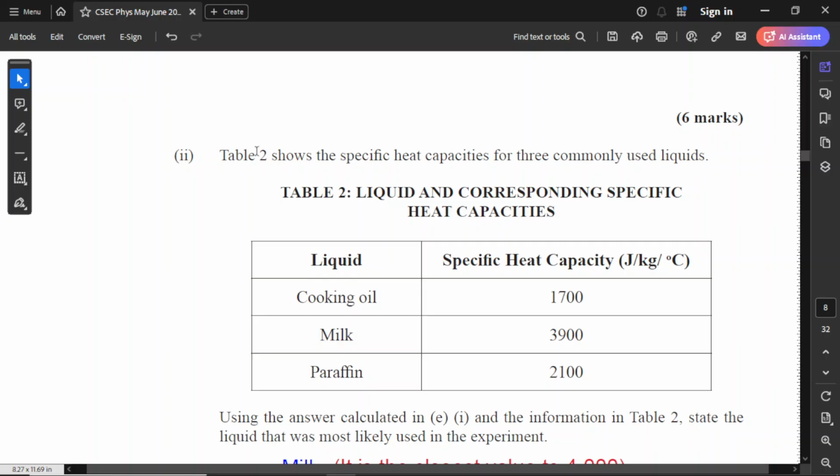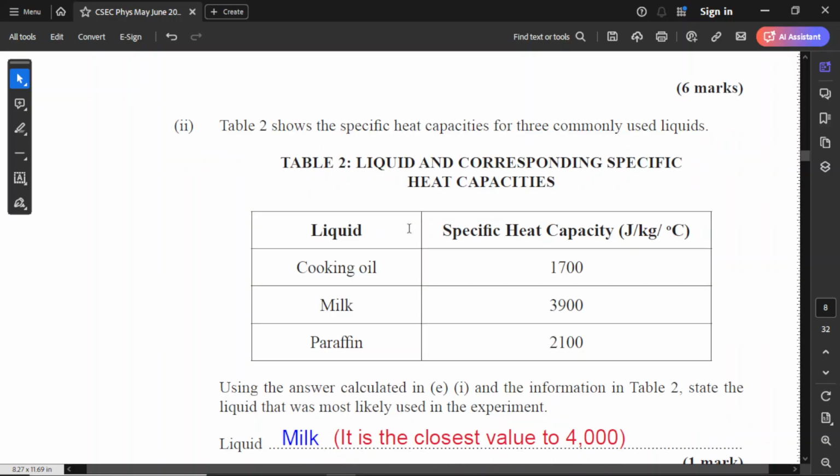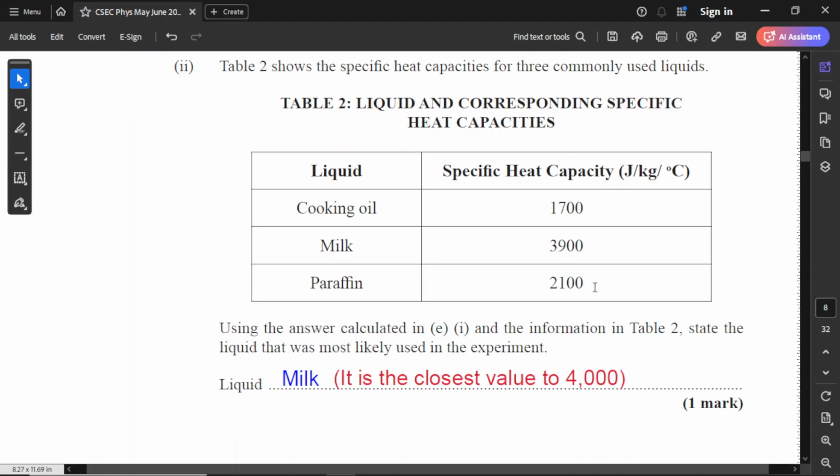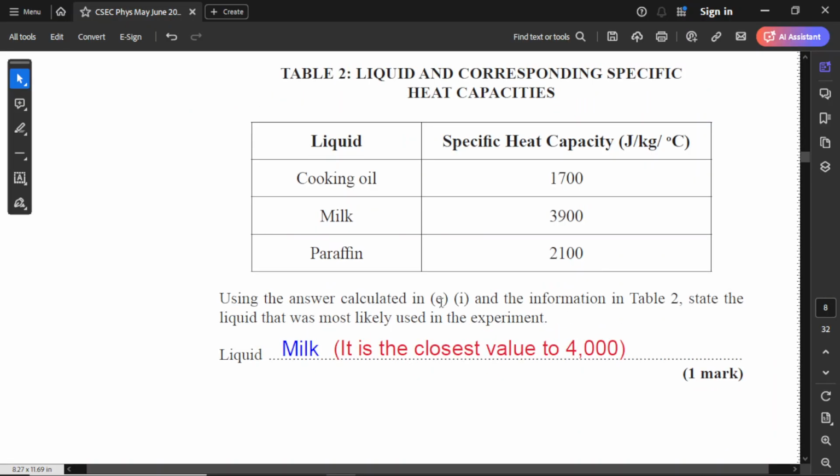All right, section 2 of part E: Table 2 shows the specific heat capacities for 3 commonly used liquids. And so we have cooking oil, we have milk, and we have paraffin. And these values are the specific heat capacity for each of them. All right, and so using the answer calculated in E1 and the information in table 2, state the liquid that was most likely used in the experiment. And so this will be milk, and the reason for that is because milk is the closest to 4,000.